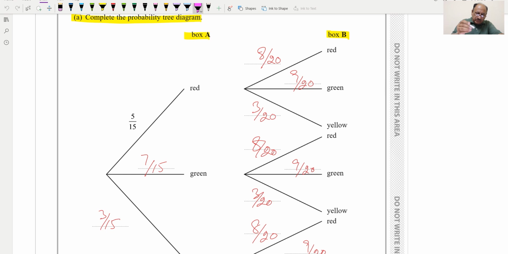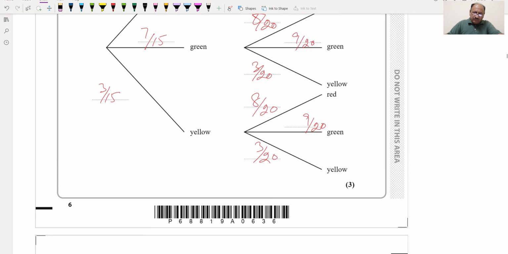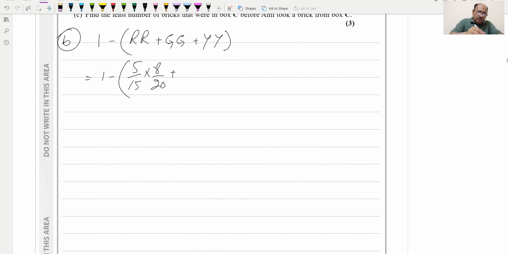Now we can check for green and green. Option is this one green. So this will be 7 by 15 multiplied by 9 by 20.